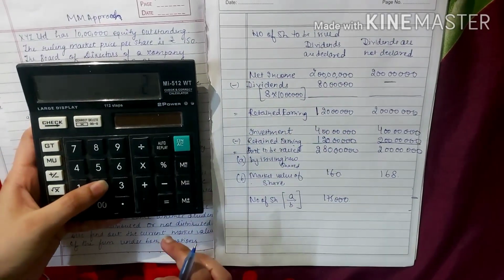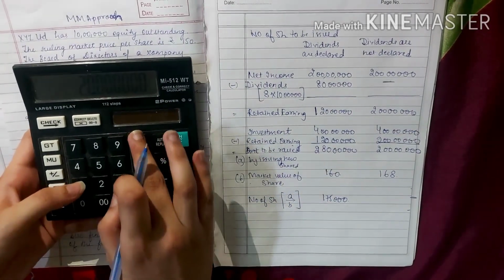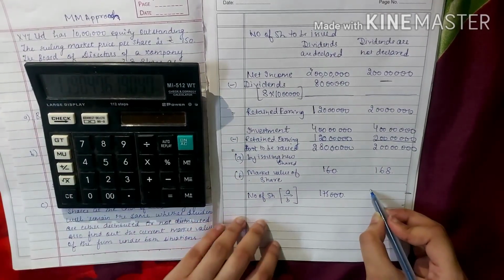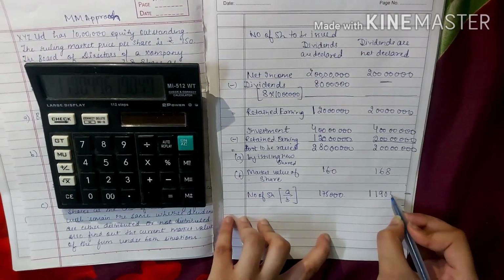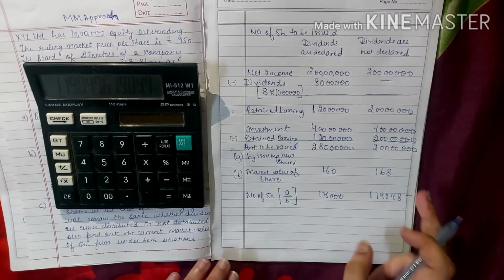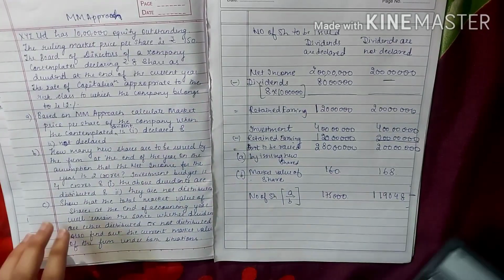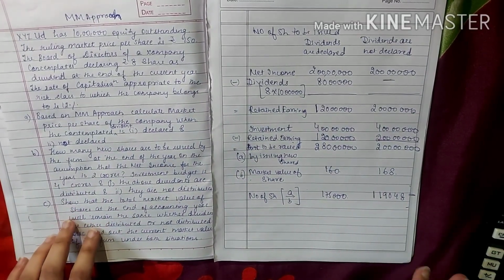And second case, 2 crore divided by 168. It is 1,19,048 shares when dividends are not declared. So the second part is also solved here. Moving on to the third part.